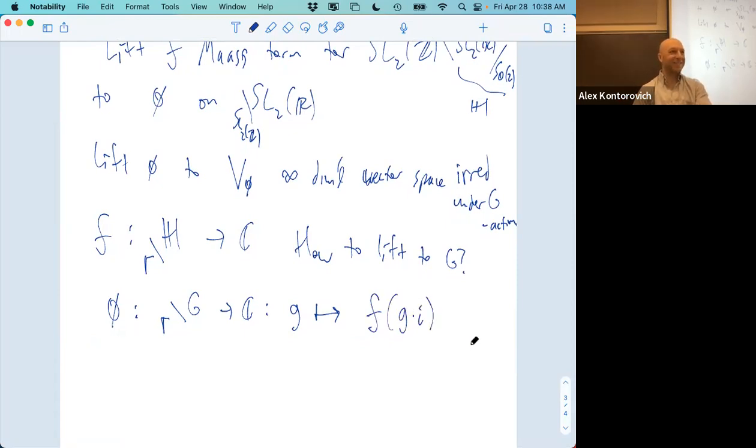Right? G times i is in the upper half plane. F takes values there. If I replace G by some multiple of gamma, that multiple of gamma goes there, and F is invariant, which is equal to F of G. So this is invariant on the curve. We've done nothing. Okay.